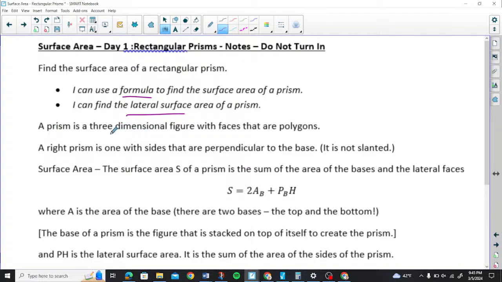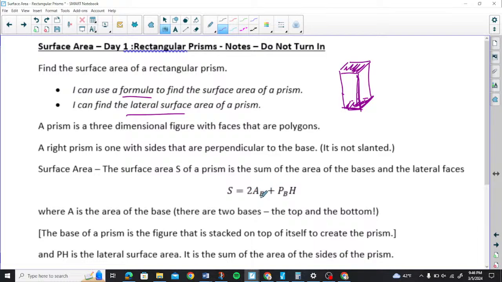So a prism, first and foremost, is a three-dimensional figure with faces that are polygons. So if I were to draw a simple rectangular prism, it would look like this, where I have a base up here, and also there's another base down here. And in both those cases, those bases are perpendicular to the sides. And so this would be standing upright, perpendicular to the ground, so this would be considered a right prism.